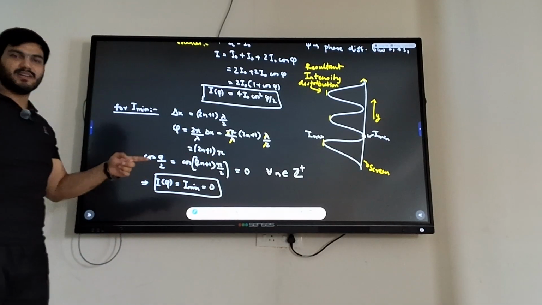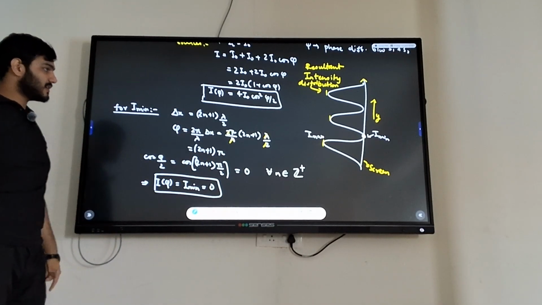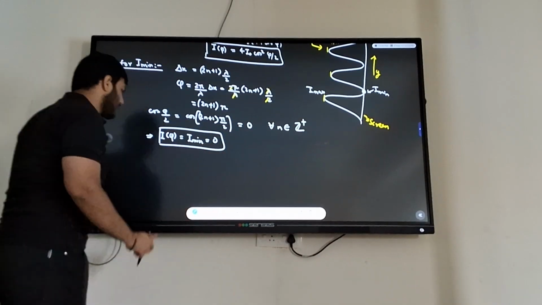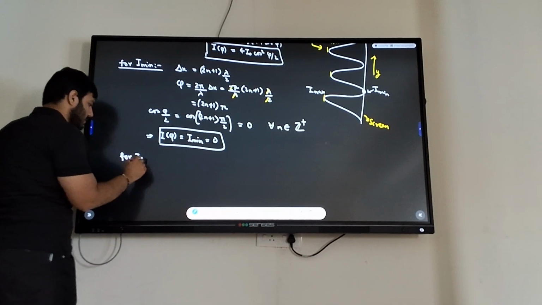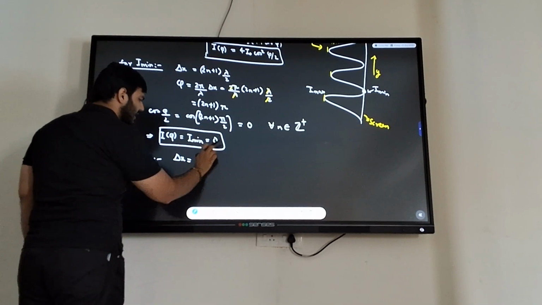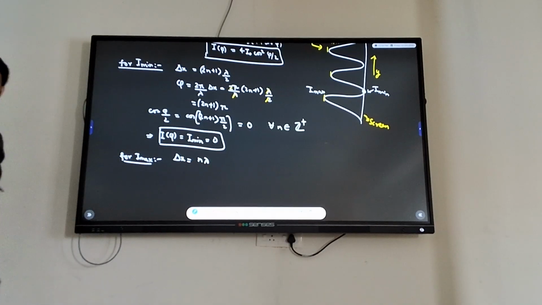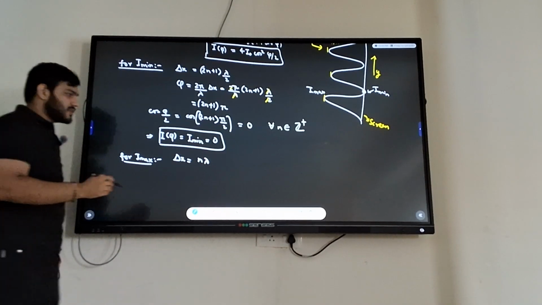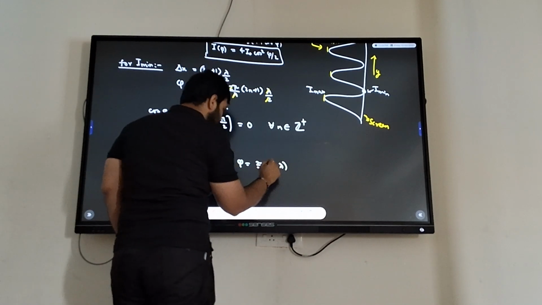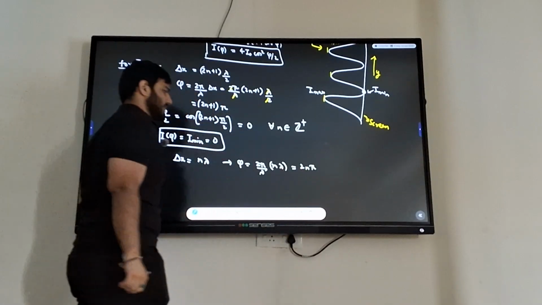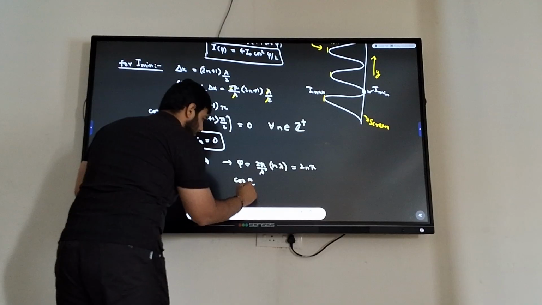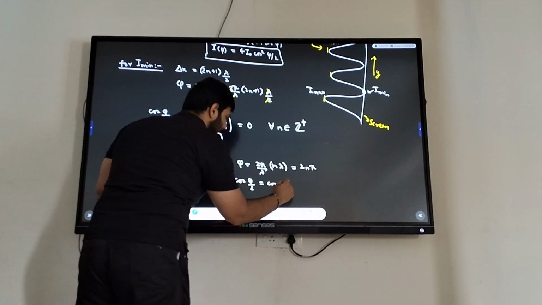Now let's try to check the points at which you will find constructive interference. What will you get there? For I max, what is I max? Tell me. Delta x is equal to n lambda, right? For constructive, yes or no? Then what is phi? 2 pi by lambda delta x, that's n lambda. So you will get 2n pi. But what is cos phi by 2? That's cos of n pi.